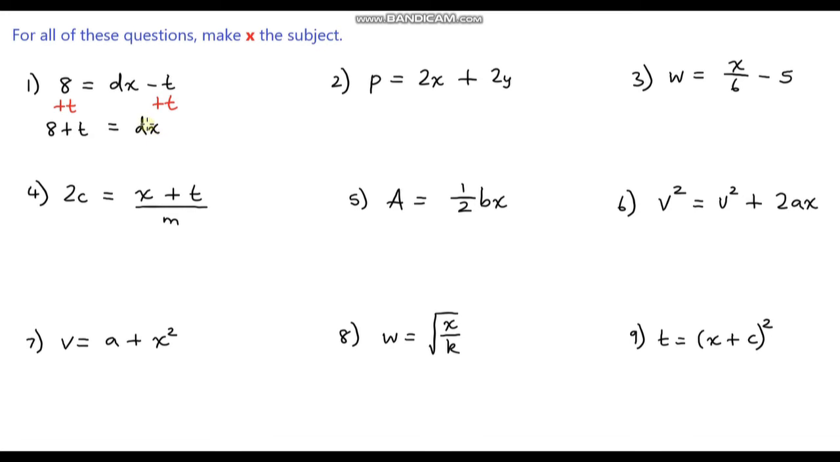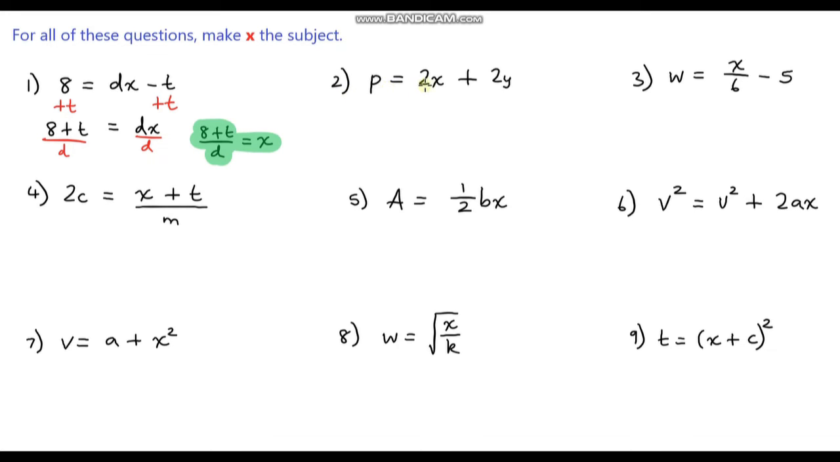And if you are familiar with WWF, or if you did watch WWF back in the day, then dx will be familiar to you. So we need to get x on its own. So at the moment we're multiplying by d, so we need to do the opposite, which is to divide by d. So I'm going to divide both sides by d. So what I'm left with is, on the left hand side I've got 8 plus t over d, and on the right hand side I'm just left with x. So this is my final answer.